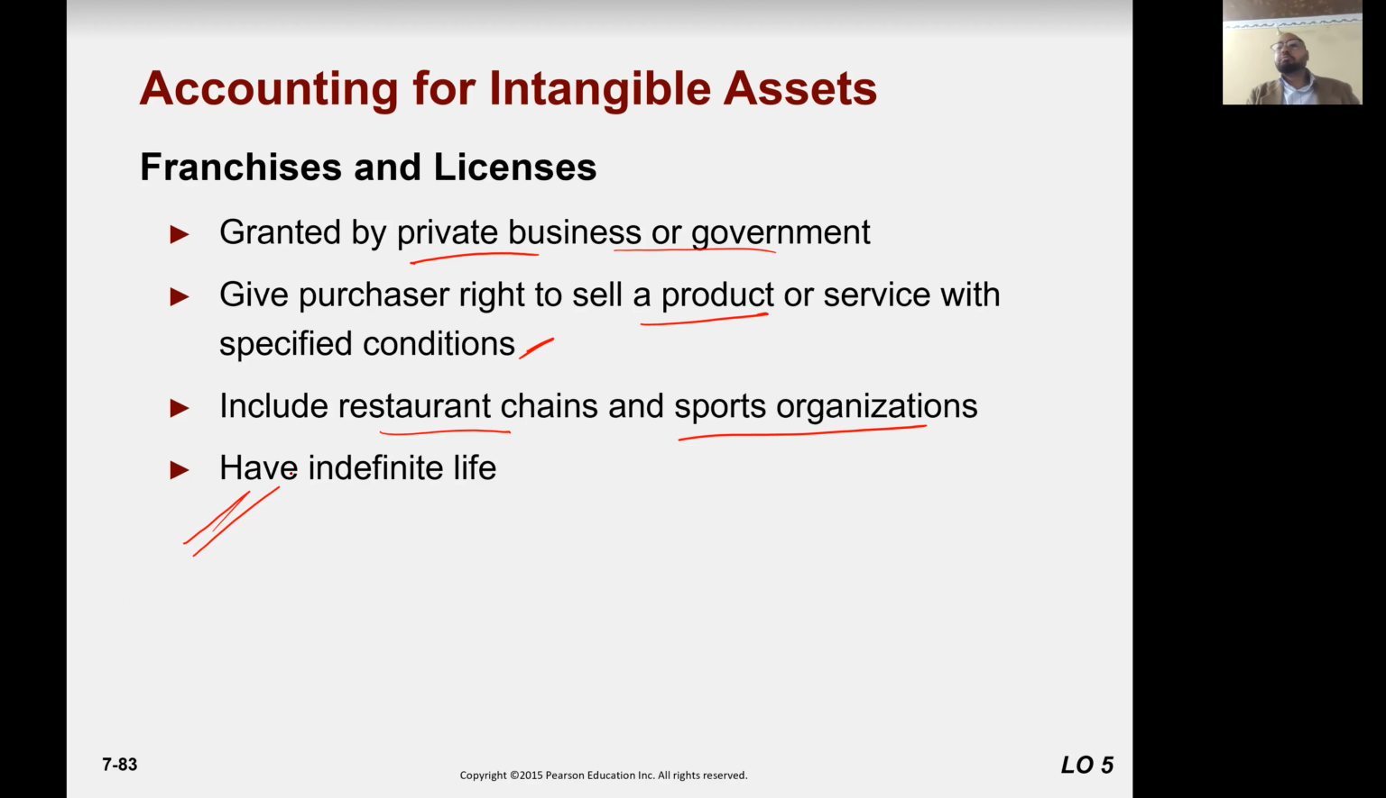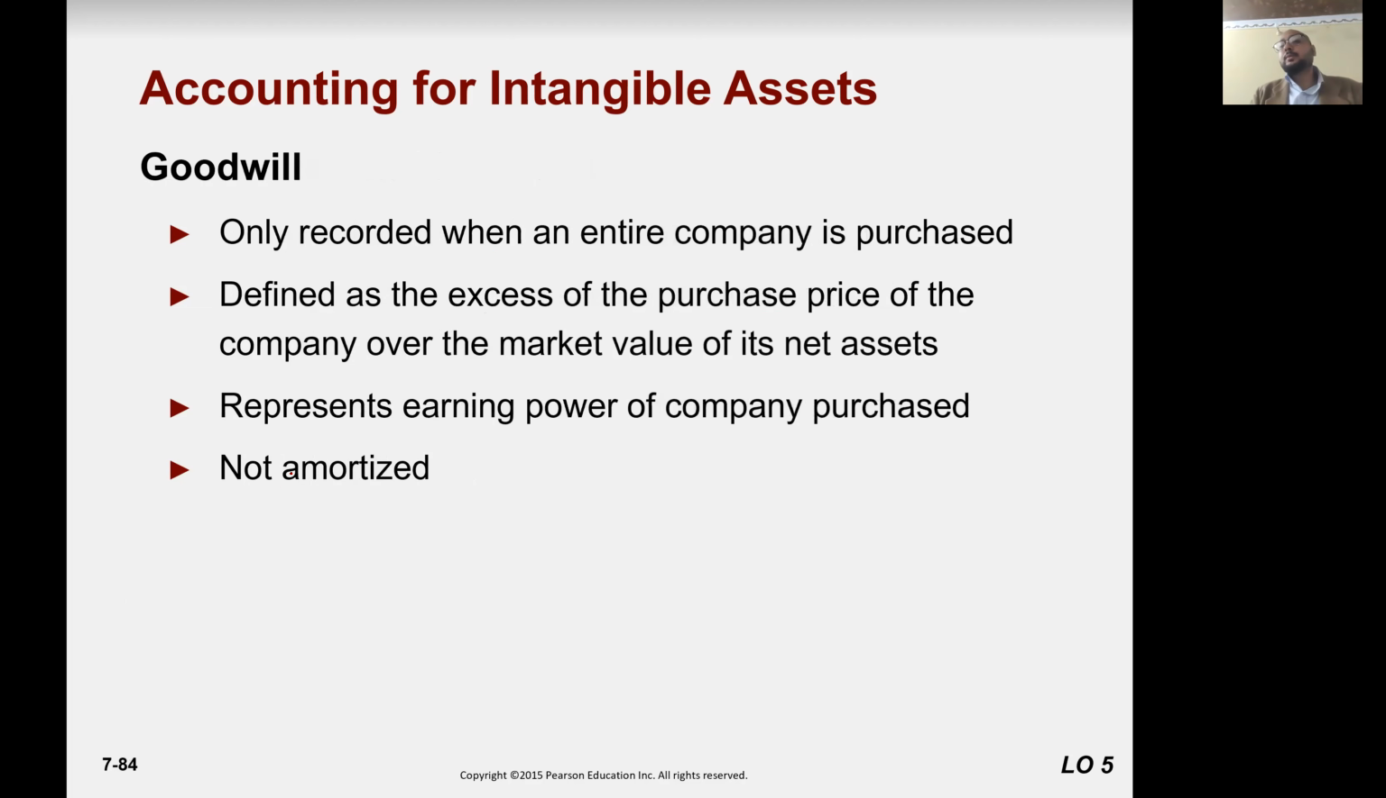How many years? If you specify, it's okay. If you don't specify, then it's going to be indefinite. Similarly, goodwill, so only recorded when the entire company is purchased.